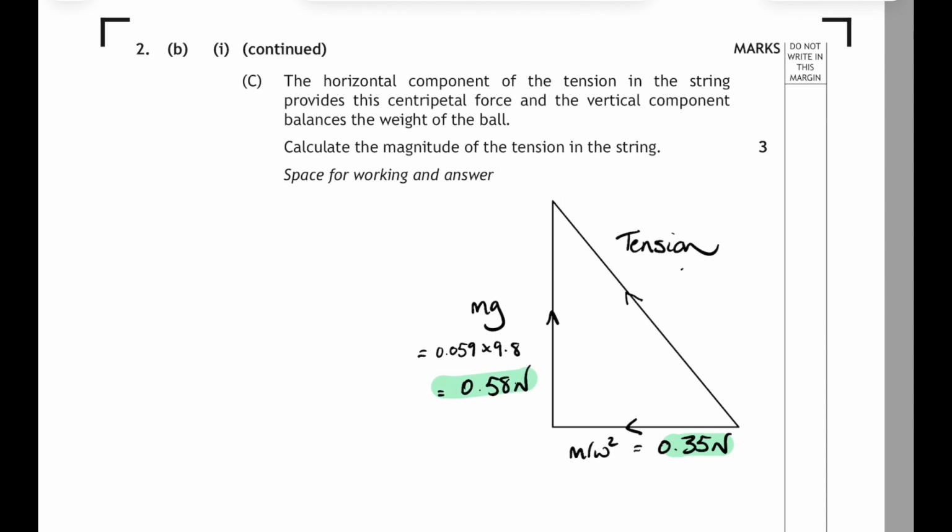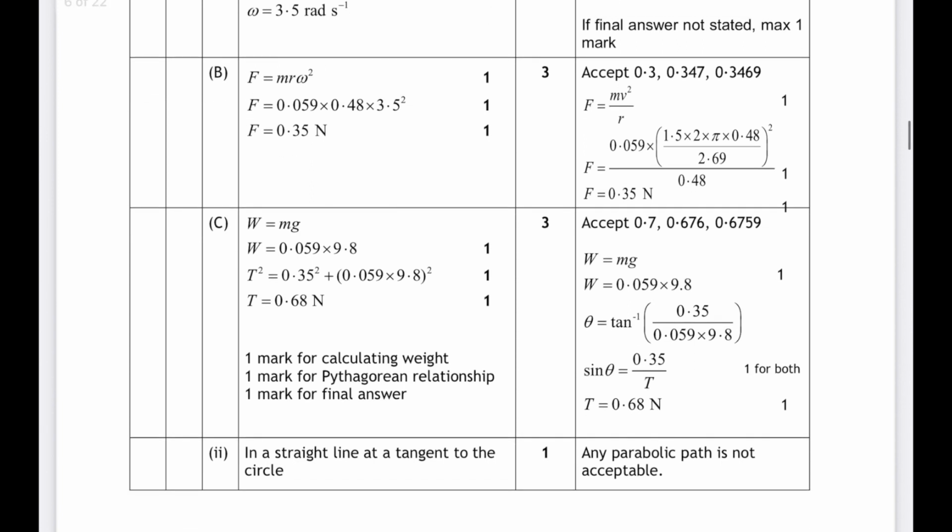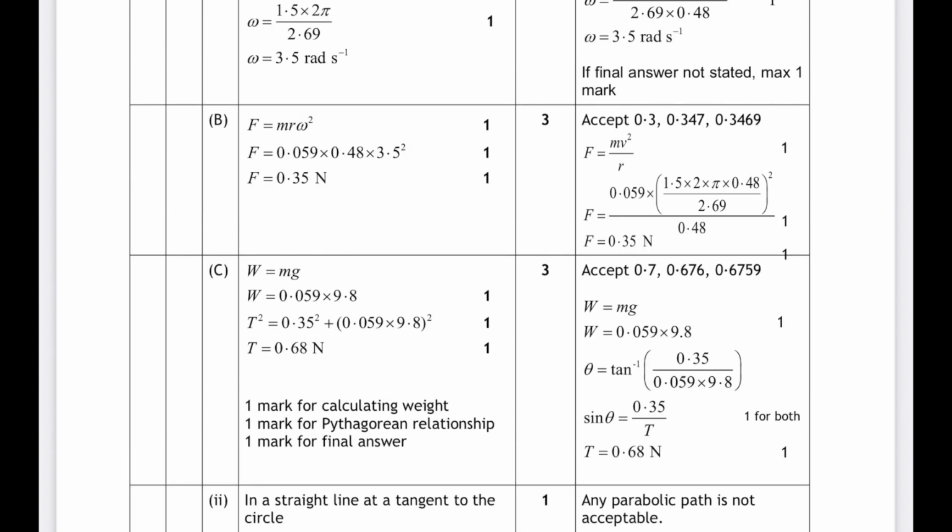And then to find the tension, we're just going to use a little bit of Pythagoras, where T squared will be equal to 0.58 squared plus 0.35 squared, and the tension then will be the square root of all of that, which is 0.68 newtons. There's the marks. 1 mark for working out the weight of the ball, 1 for doing the Pythagorean bit, and 1 for the final answer of 0.68 newtons.